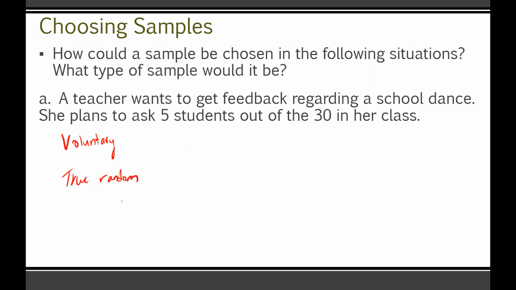Again, an issue with a true random sample in this case might be that you might pick some people who don't want to go to that dance. If you did any of the other types, I don't know how a stratified sample would work here, but if you did a systematic sample where you asked every 5th person, or I guess every 6th person, if it's a class of 30, every 6th person in the list, that would work as well. A convenient sample, I would say, wouldn't work because that would indicate you're probably just asking the first 5 kids you see. Not exactly the best way of doing it. So no matter how I settle on this one, I think voluntary response is probably the best one to do here.